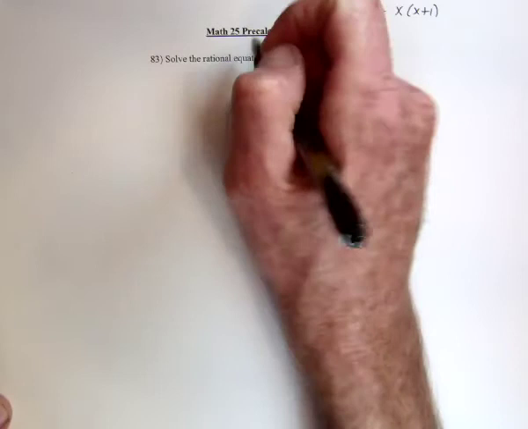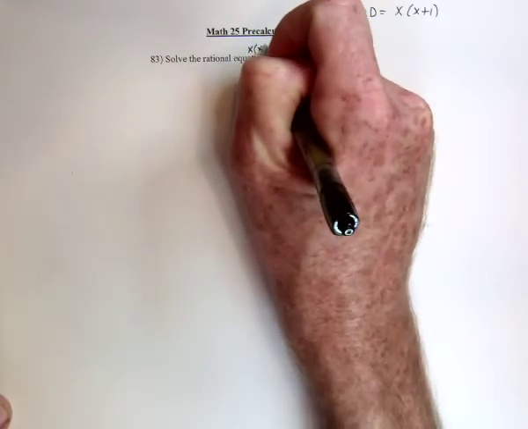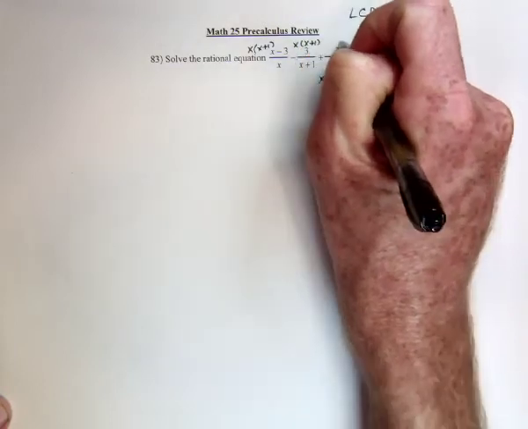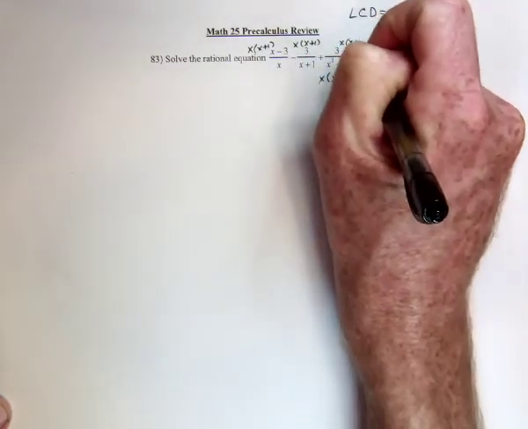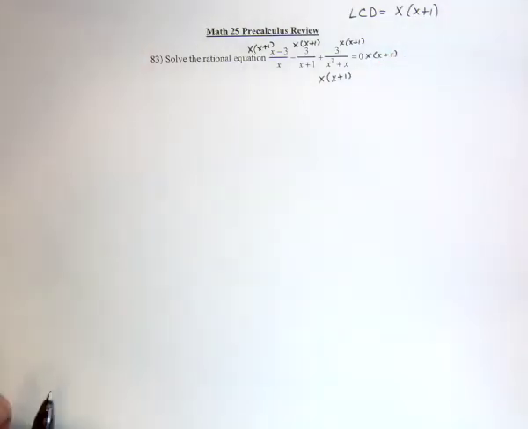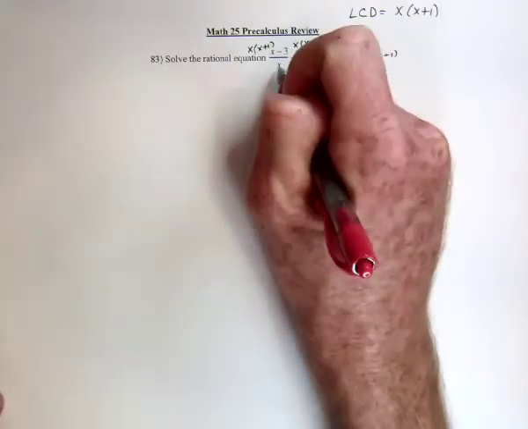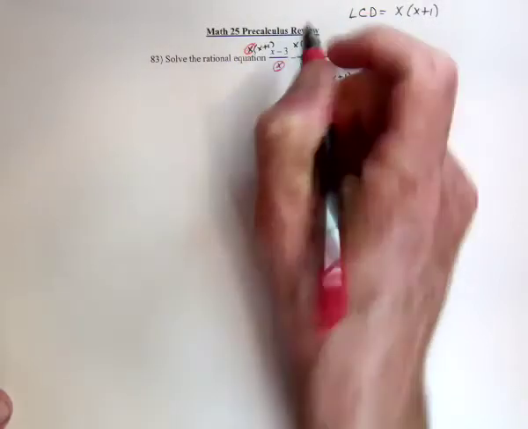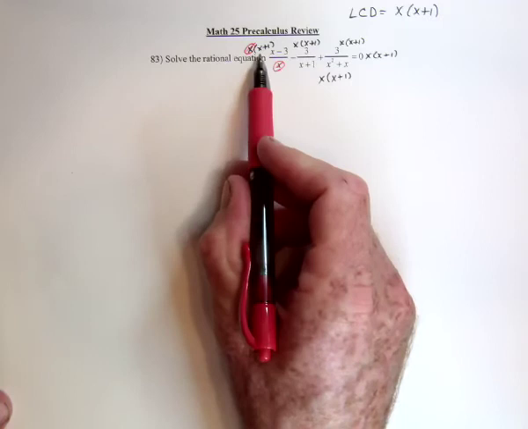So multiply by x and x plus 1, and you have to multiply this side by the same thing. There we go. The reason for doing this is once we reduce, there won't be any more fractions. So in here, reduce: x will cancel x, so we have x plus 1 times x minus 3.